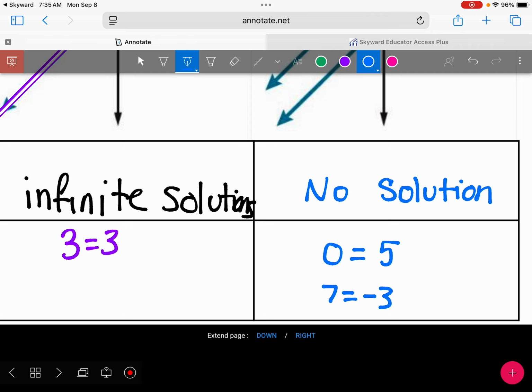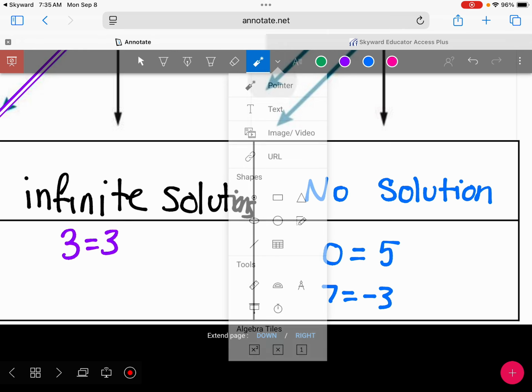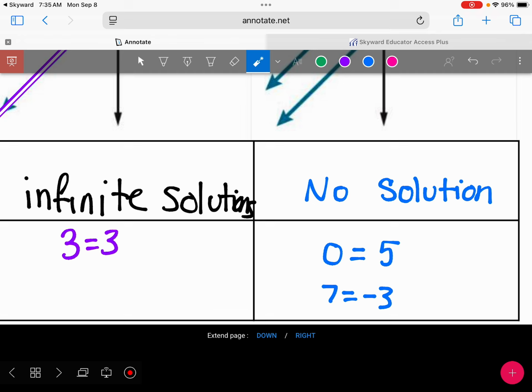So if we get something true, we have an infinite number of solutions because it's essentially the same line. If we have parallel lines, we have no solution. And we'll look more at what I mean by these kind of bottom things when we start looking at the equations to do these without graphing. Today we're going to find solutions by graphing.